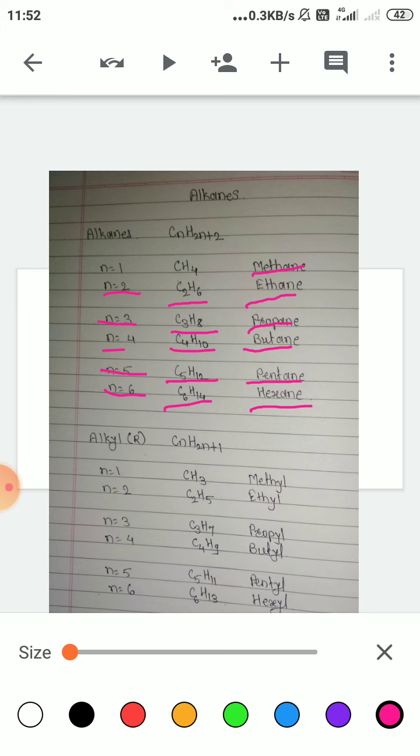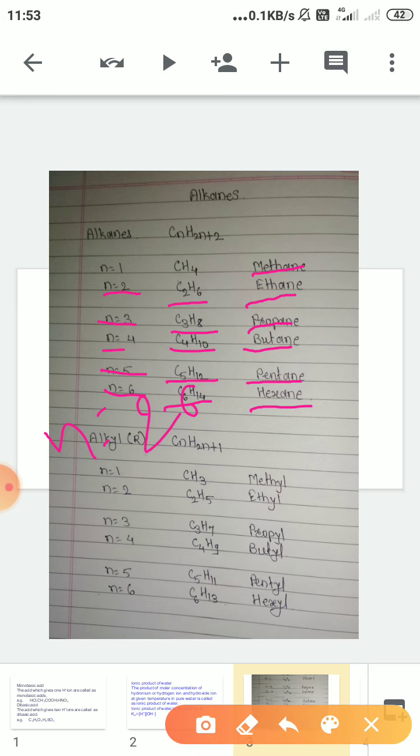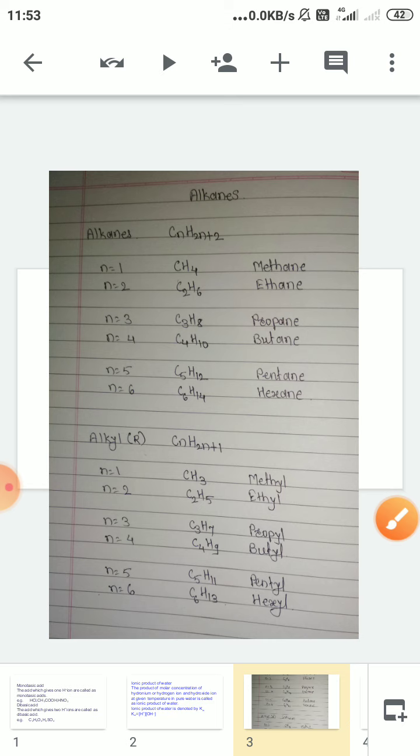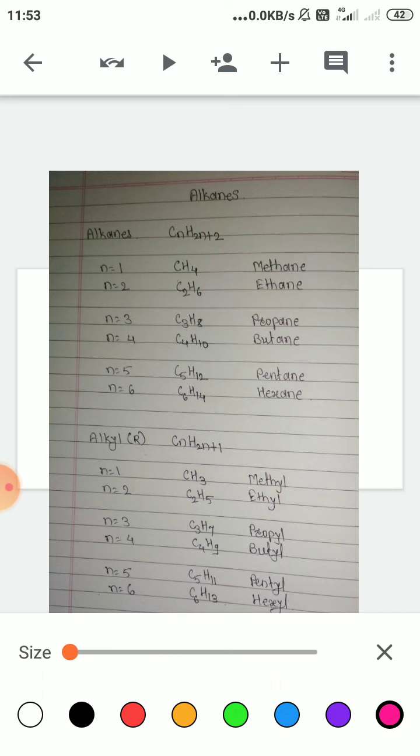In this way, in 11th standard we prepared up till eicosane, that is till n equal to 20. Now after this the most important thing is alkyl groups. How are these alkyl groups prepared? The formula for the alkyl groups is CnH2n+1. That means one hydrogen is removed from the alkane, and then we get the alkyl group.